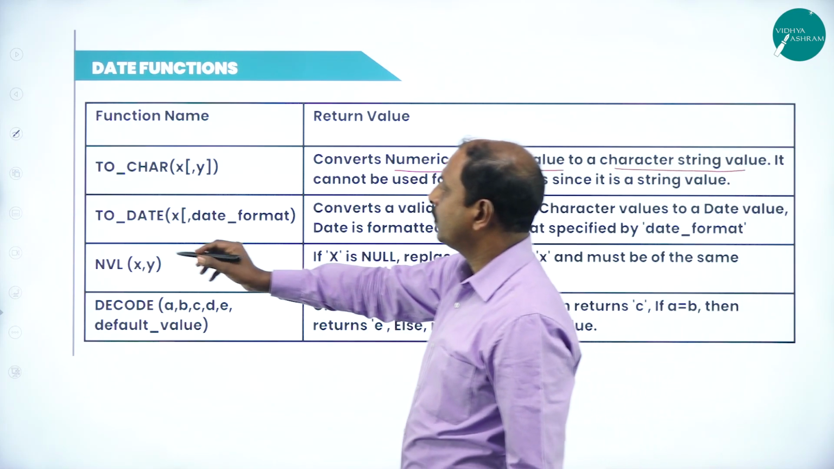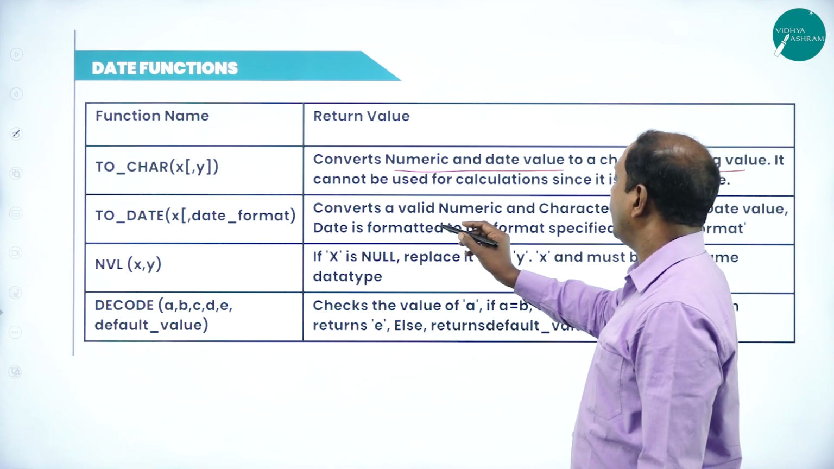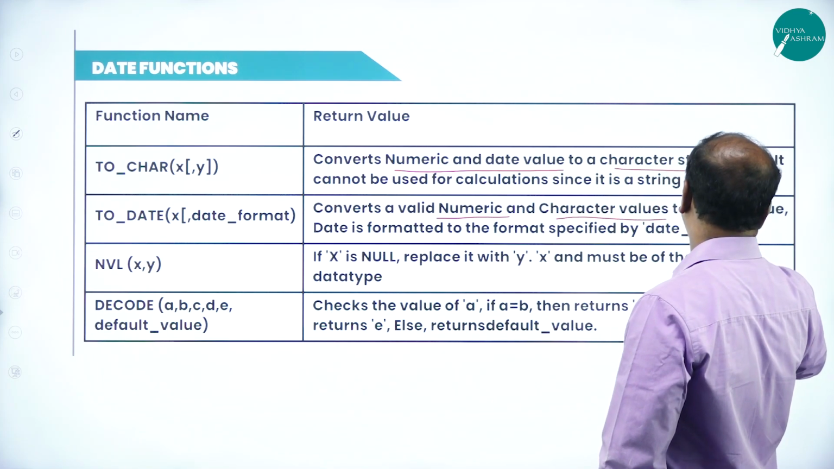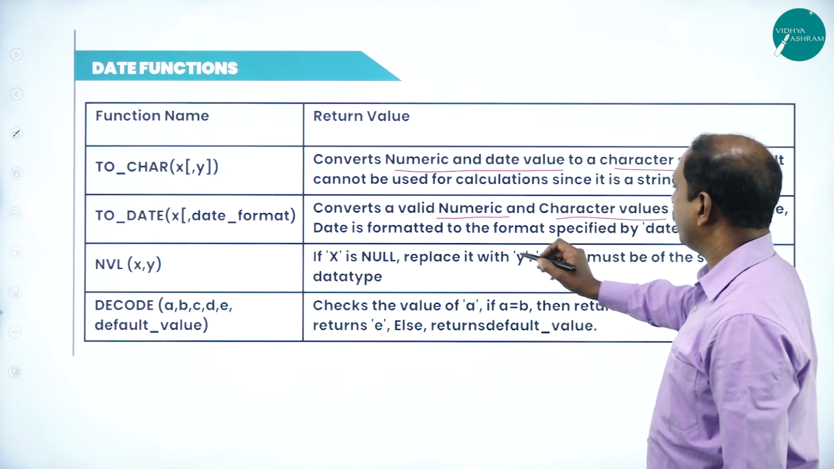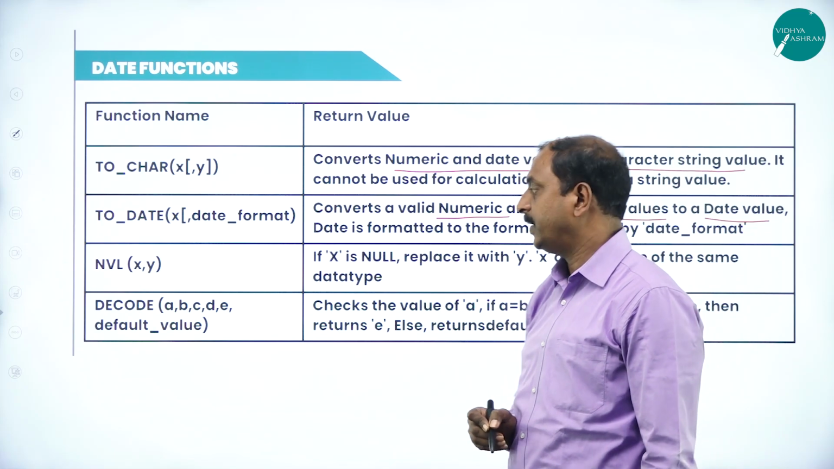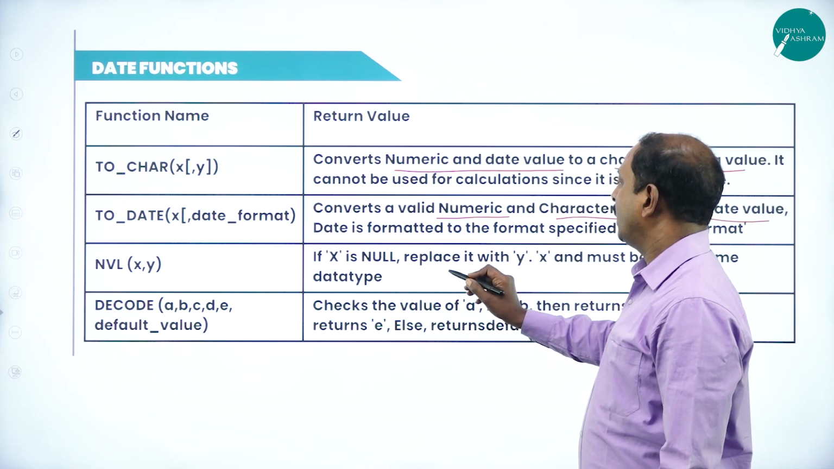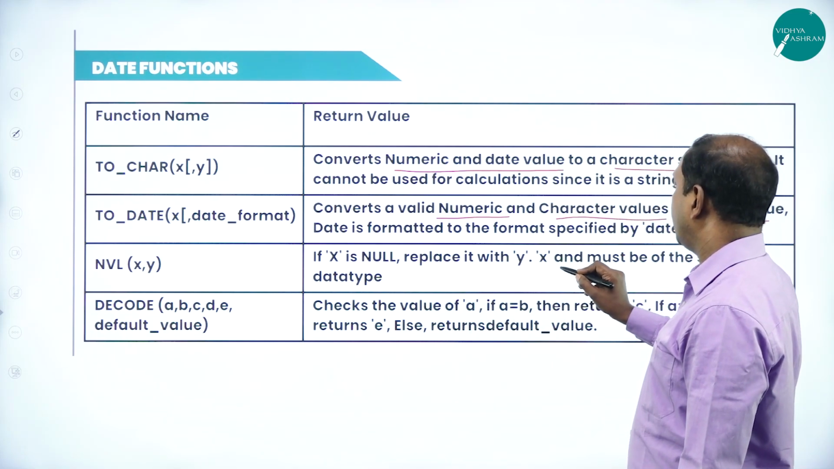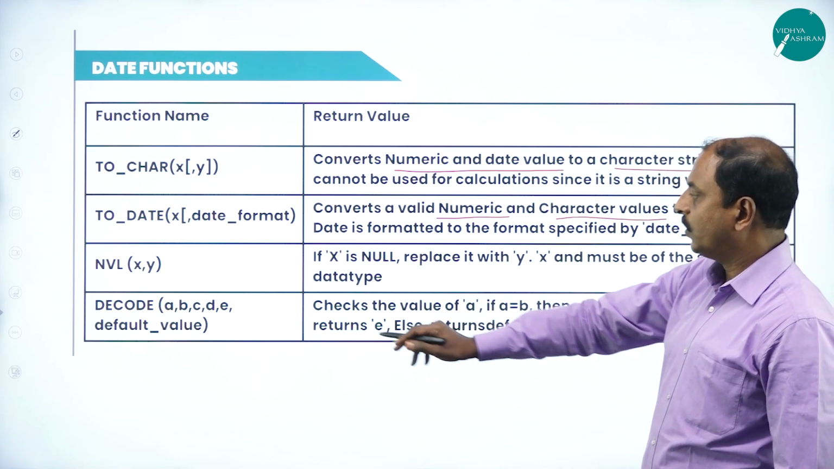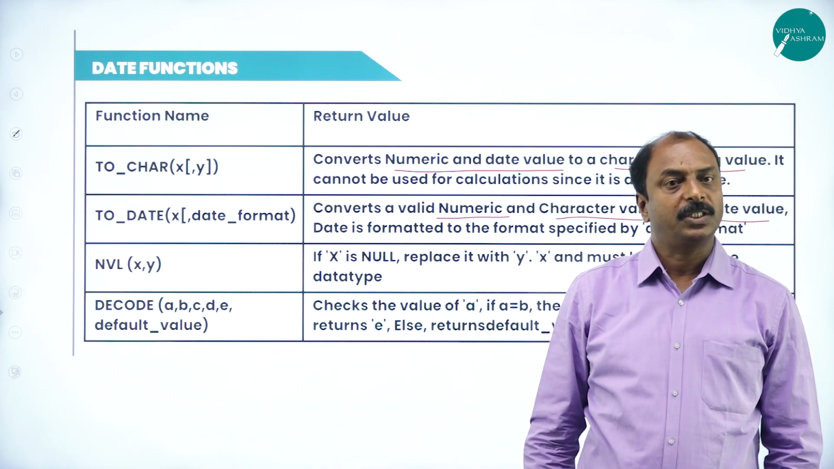And similarly TO_DATE(x, date format). It converts a valid numeric or character value to a date value. Here we are converting from numeric and character into a date value or date format. Next one is NVL: if x is null, replace it with y, and x and y must be of the same data type. Next, DECODE. These are all different conversion functions of SQL.